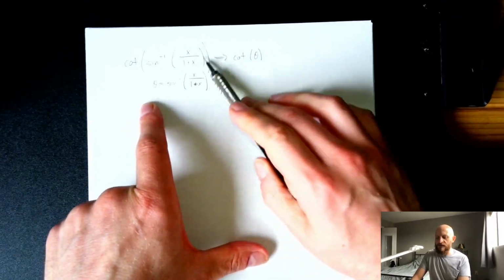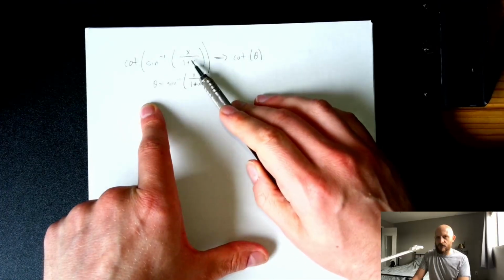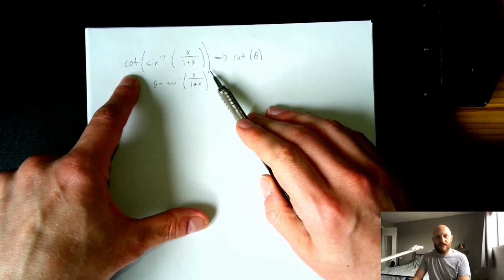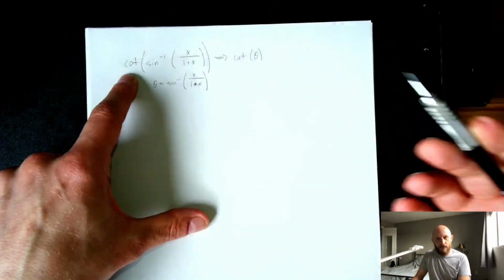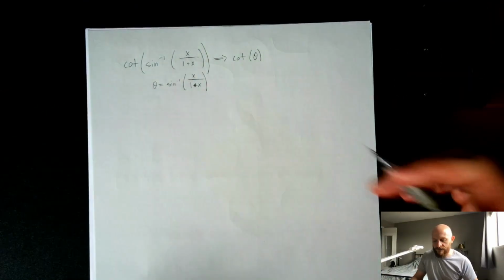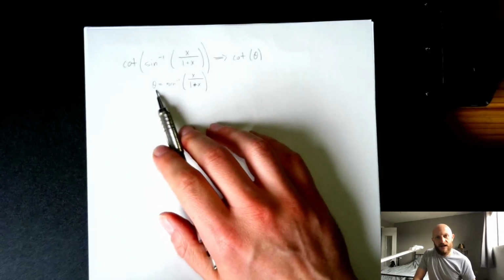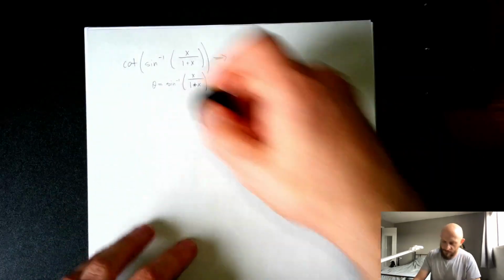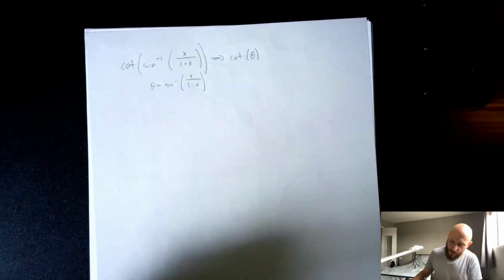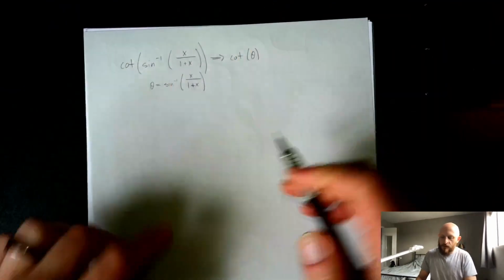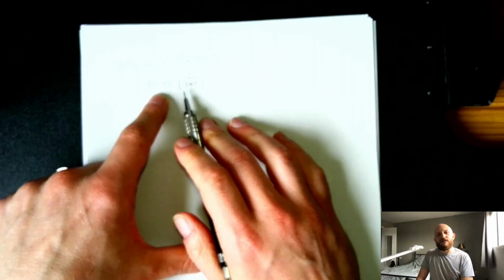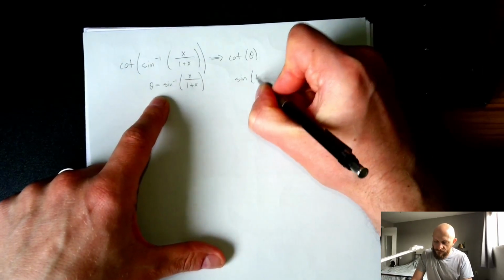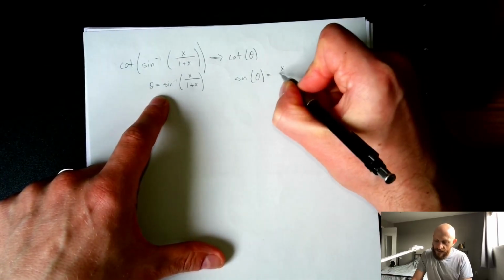I'm saying that I know that this internal piece, sine inverse of x over 1 plus x, is just some angle. So at the end of the day, all that this big ugly thing is asking me is, what is the cotangent of that angle? Well, let's figure out what that angle is. We know that theta equals sine inverse of x over 1 plus x. I don't know how clear that plus is. My video is kind of small. 1 plus x. So this is in some ways equivalent to saying that the sine of theta equals x over 1 plus x.